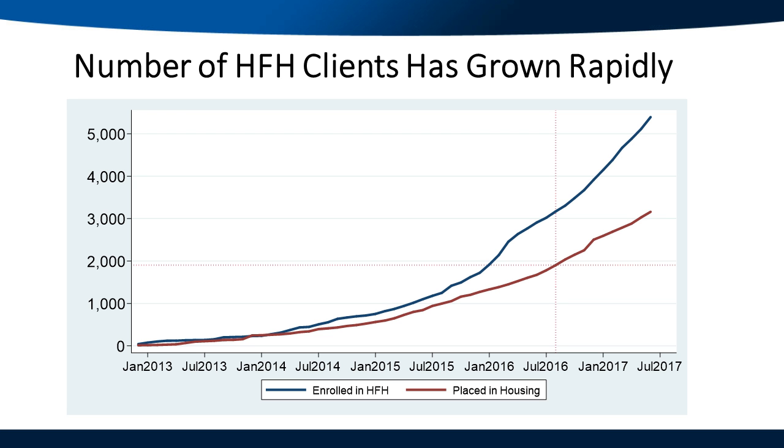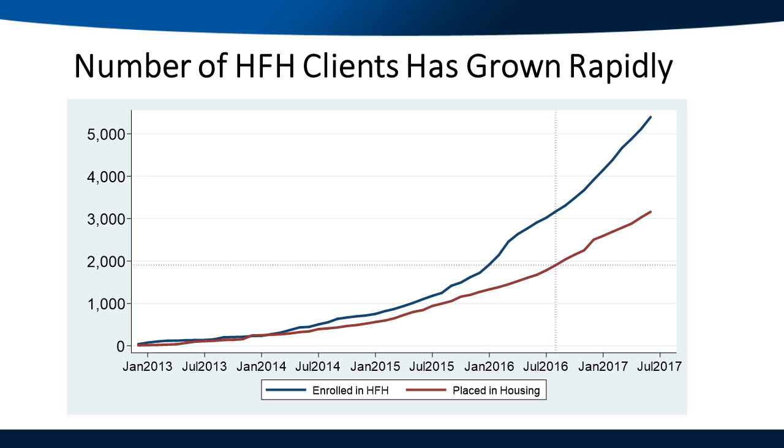As I mentioned before, Housing for Health has grown very fast. You can see in this slide, the blue line represents the number of people who were enrolled in the program at each point in time. And the red line is the number of clients who, after enrollment, were placed into housing. A couple of things I want to highlight in this chart. First of all, as you can see, the vertical distance between these two lines keeps becoming wider.